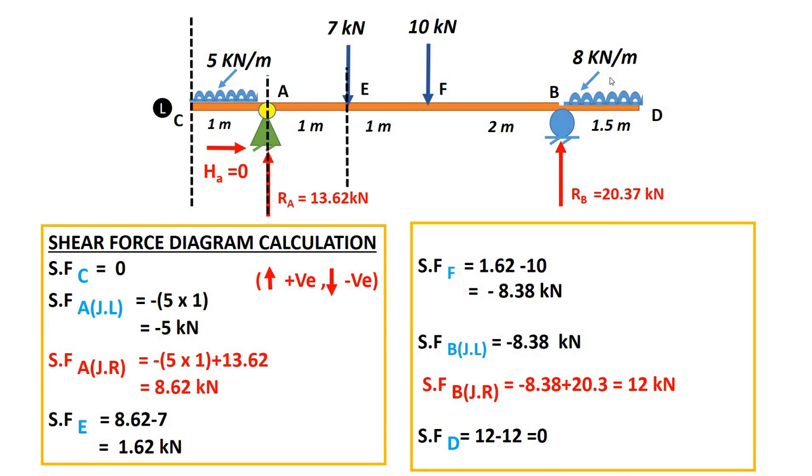If we move to just right of point B, now we have to consider this reaction also, right? So minus 8.38 plus 20.3, the value is 12, right? And what about the shear at D? 12 minus 8 into 1.5, that is 12, is equal to 0. So shear at D is 0, right?